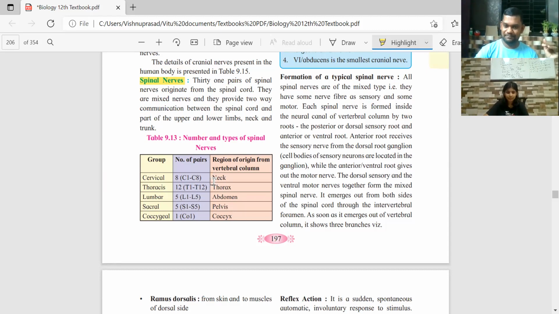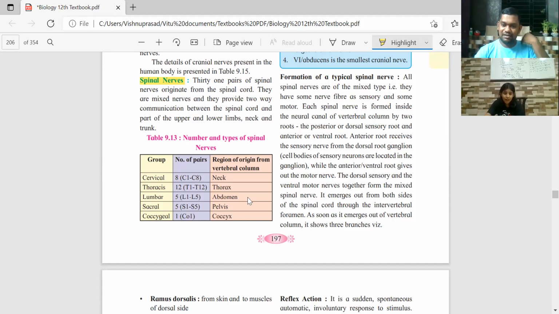First thing is the neck. The neck region is called cervical. Cervical. Similarly, below the neck is the thorax. Thorax is the chest region. But obviously we are talking about the dorsal side, because the spinal cord is at the back. In the chest region at the back, the group of spinal nerves is called thoracic. Thoracic. Easy.